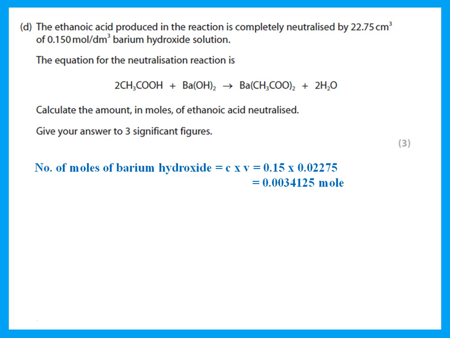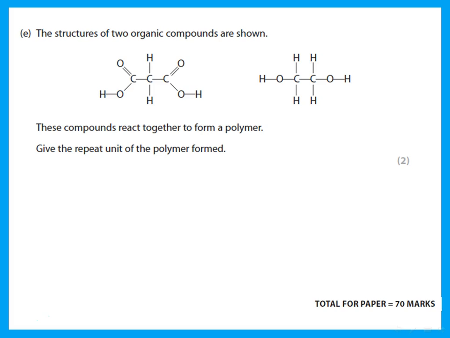Where is the ethanoic acid? That's that first one, CH3COOH. So what is the relationship? The number of moles of ethanoic acid should be twice that of barium hydroxide. So that is the number of moles of ethanoic acid that he wants.